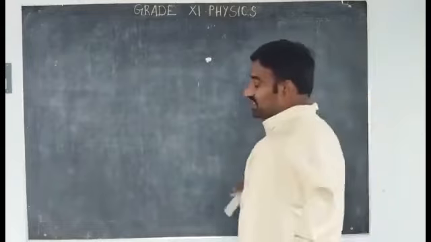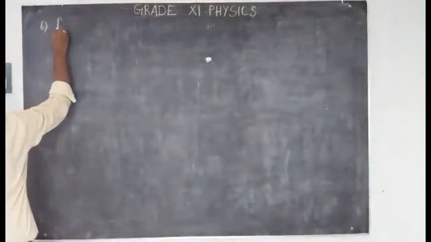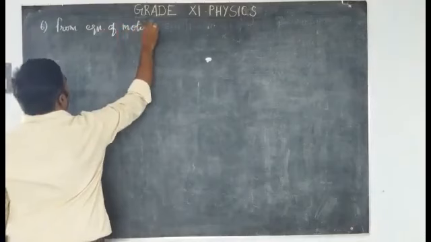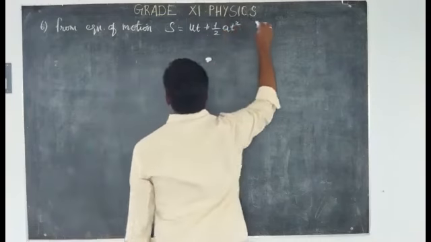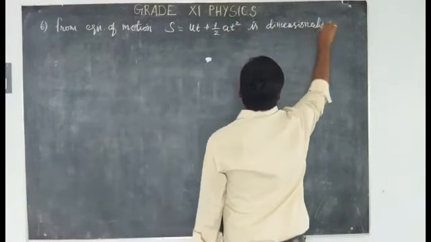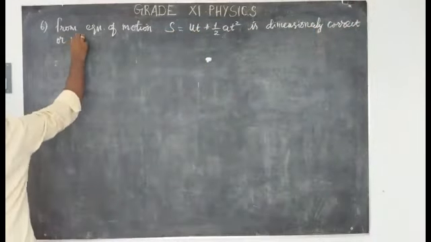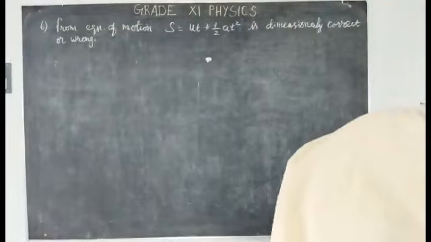Next one, we know the equation of motion. In this equation of motion question, second equation of motion, we should check whether the dimension is correct or not. Question number 6. From the equation of motion, S is equal to ut plus half at square. Is it dimensionally correct or wrong? So use the principle, where symbols have their usual meaning.